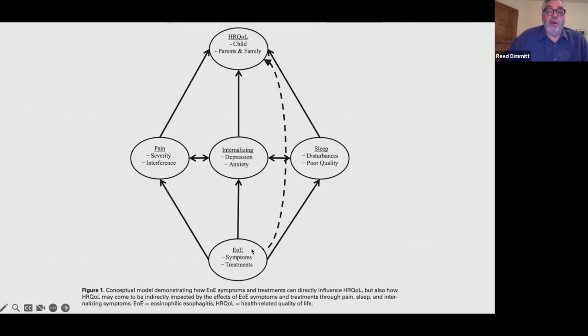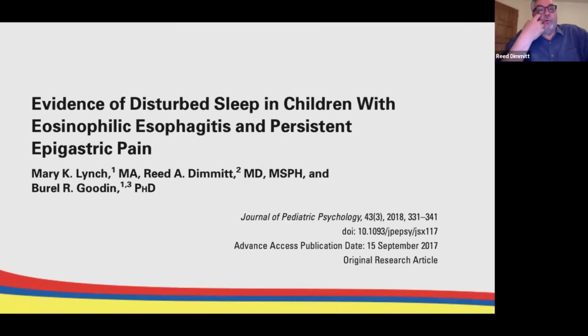So if we had symptoms and treatments, there was pain, and that was based on severity and interference in life. Internalizing, we're going to talk a little bit about that in terms of depression, anxiety, and we'll talk a little bit about stigma at the end. And also with sleep, there were disturbances in sleep, both in the number of hours, but also the sleep quality. So because we saw that there were some sleep problems, and because we were linked with doing sleep work with one of the other researchers in sleep medicine at UAB, we looked at whether EOE interferes with sleep, and how is that linked with persistent epigastric pain?